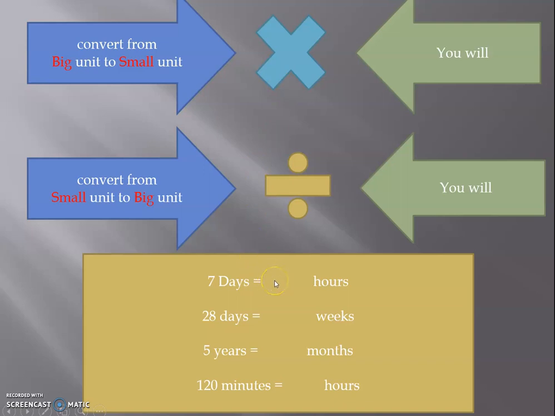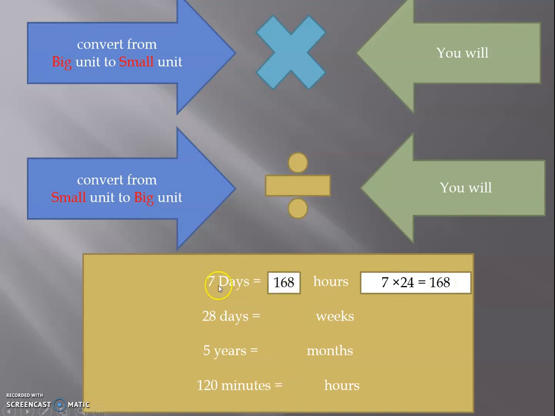What are the two numbers I'm going to multiply? I know the first number, it is 7. And the other number: do you remember that the day equals 24 hours? So I will use 24 as the second number in my multiplication. So 7 multiplied by 24 equals 168 hours.